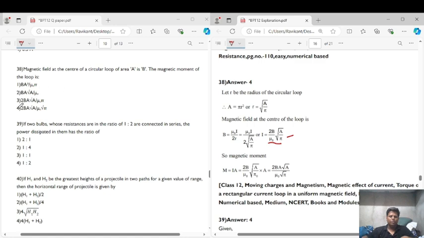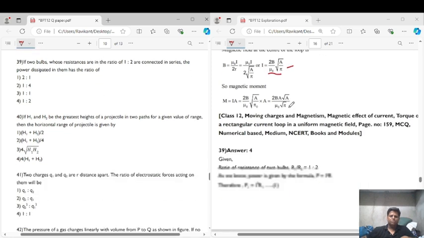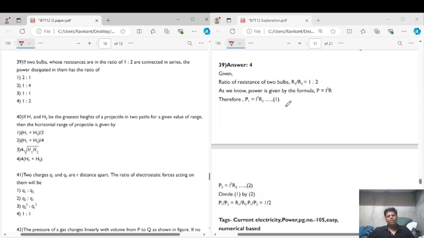So the correct answer for question number 38 is option 4, right? Now question number 39. Question number 39 says that if two bulbs whose resistances are in the ratio 1 is to 2 are connected in series, the power dissipated in them are in the ratio.